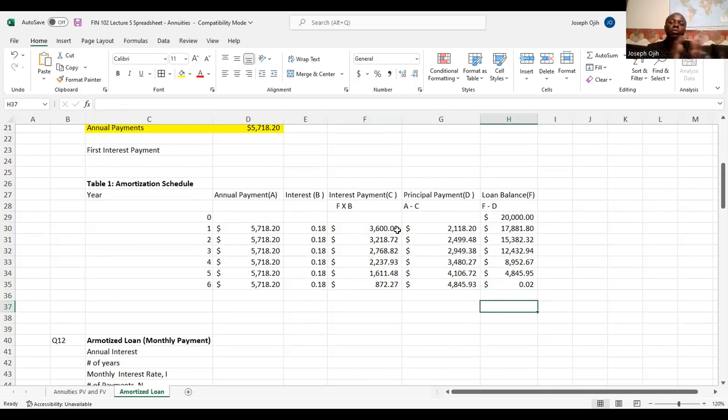But remember, most of the payments we do are made on a monthly basis. So it is equally important to know how to amortize this kind of loan when it is made on a monthly basis. So I'm going to give you an example of an amortization table that involves monthly payments. So taking you to that question, it will be here.